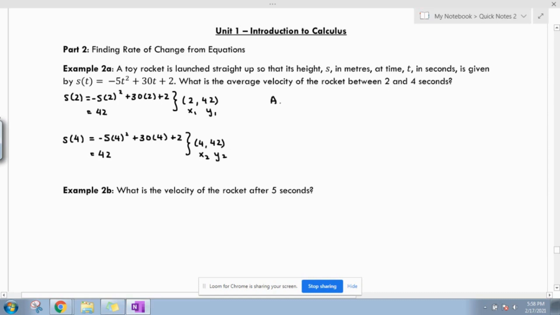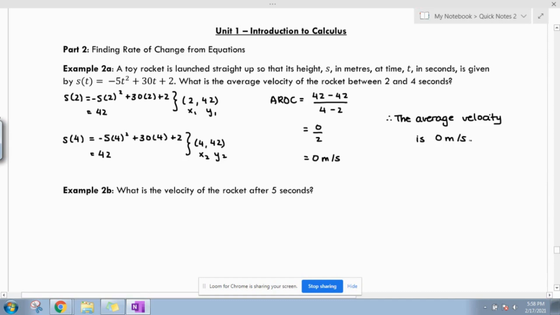And to find my average velocity now, or my AROC, I'm going to do 42, which is my y2, minus 42, over x2, which is 4 minus 2. That's going to give me 0 over 2, which simplifies to 0. Now this means that my average rate of change is 0 here, or 0 meters per second. You have to include units. So therefore, the average velocity is 0 meters per second.